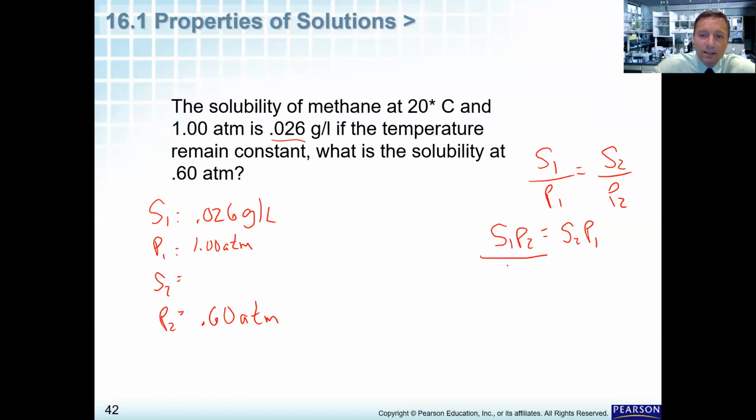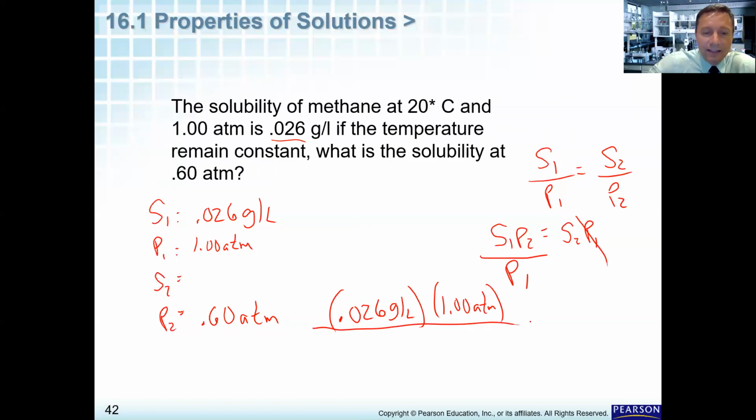So that's going to be divided by P1, and I'm going to cross that off. So solubility 1 is 0.026 grams per liter. My pressure is 1.00 atmospheres, and I'm going to divide that by that 1 goes on the bottom.